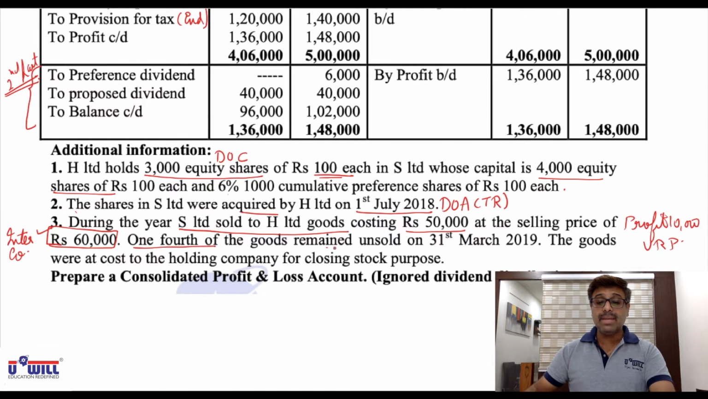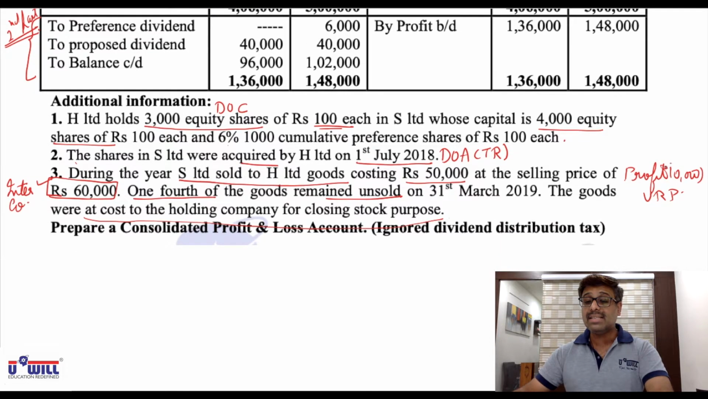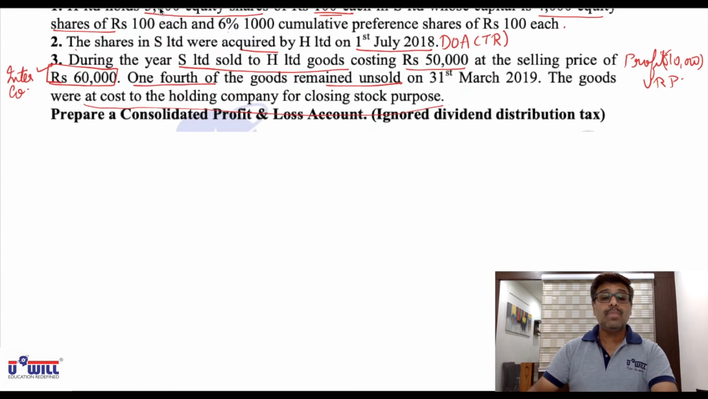1/4 of the goods remain unsold. So unrealized profit we will find only on 1/4 of goods on 31st March 2019. The goods were at cost to the holding company for closing stock purpose, so that doesn't make any difference. Profit is directly available as 10,000. Prepare the consolidated profit and loss and ignore the dividend distribution tax.